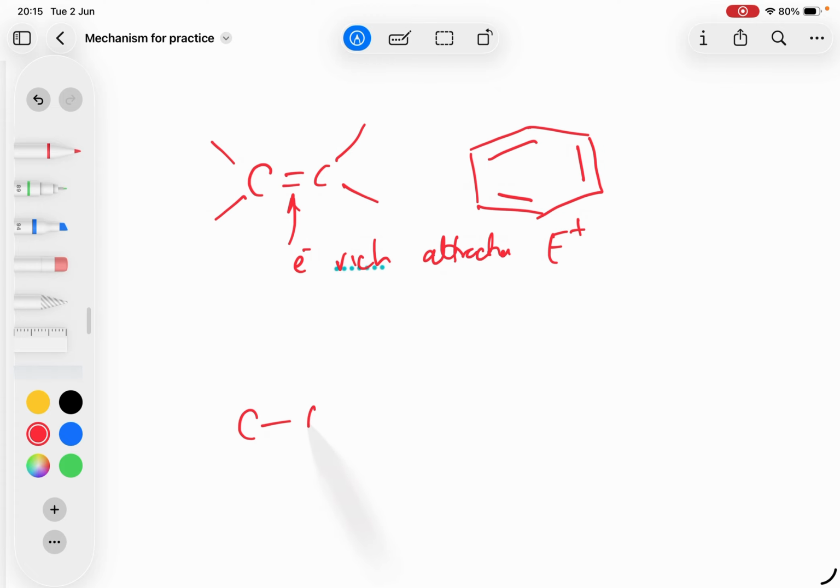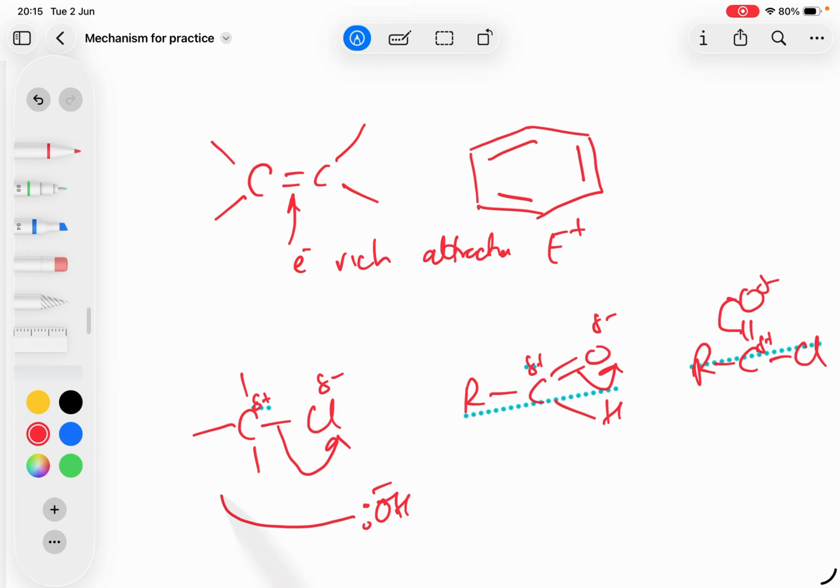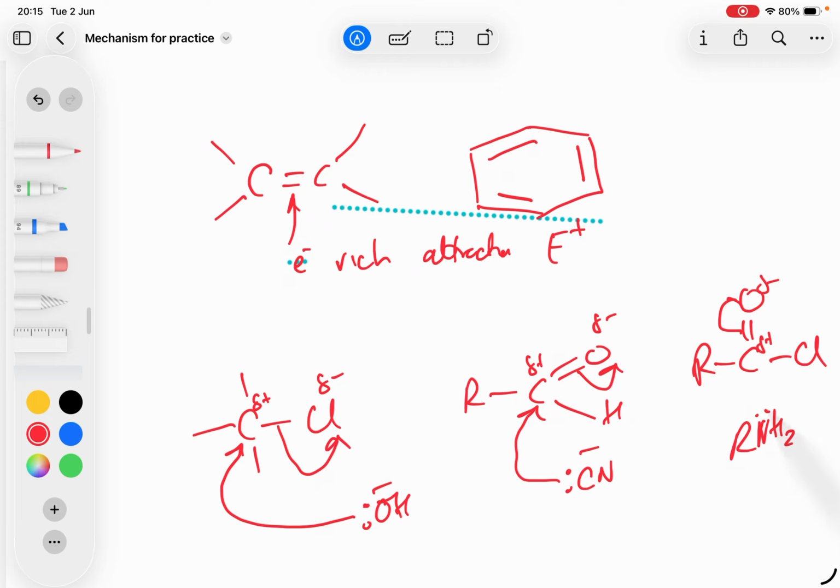The reason why halogenoalkanes and aldehydes, ketones or acyl chlorides undergo nucleophilic reactions is because the more electronegative element attracts electrons towards itself, leaving a delta plus carbon. And a nucleophile, which could be hydroxide, which could be cyanide, which could be an amine, will attack the delta plus carbon.